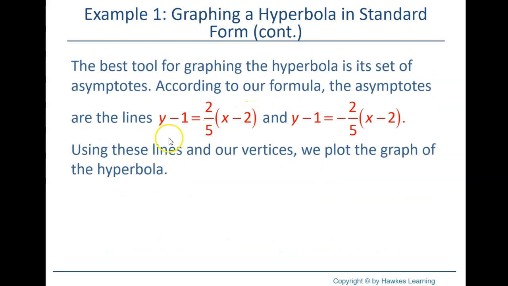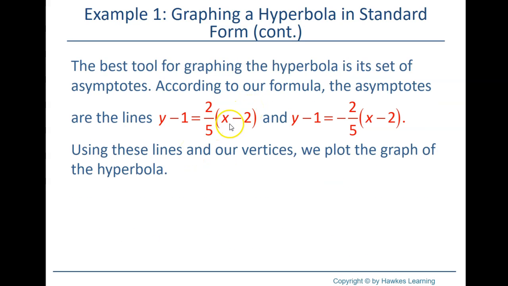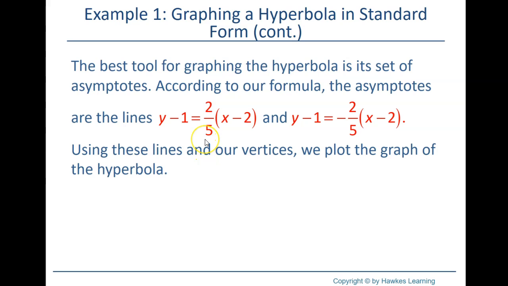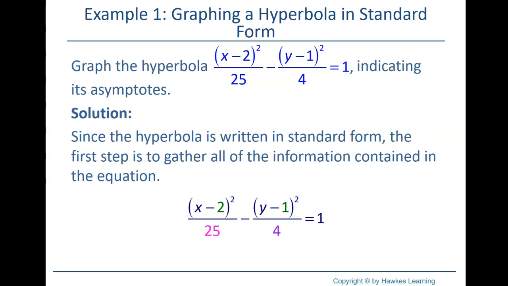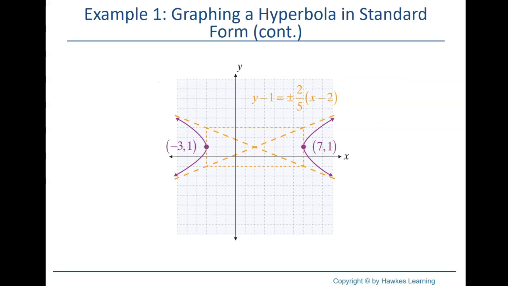All right, where are these equations coming from? It's y minus the y coordinate of the center, x minus the x coordinate of the center, and then the 2 and the 5. That's the square root of the denominator of y divided by the square root of the denominator of x. So the square root of 4 is 2, the square root of 25 is 5, and so that is 2/5. That's why we're seeing that. Change in y over the change in x: 2, the square root of 4, over 5, the square root of 25. And then we could plot all that in there.